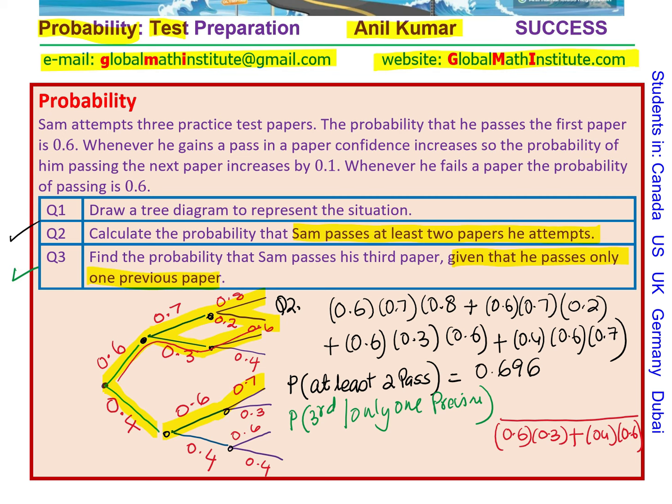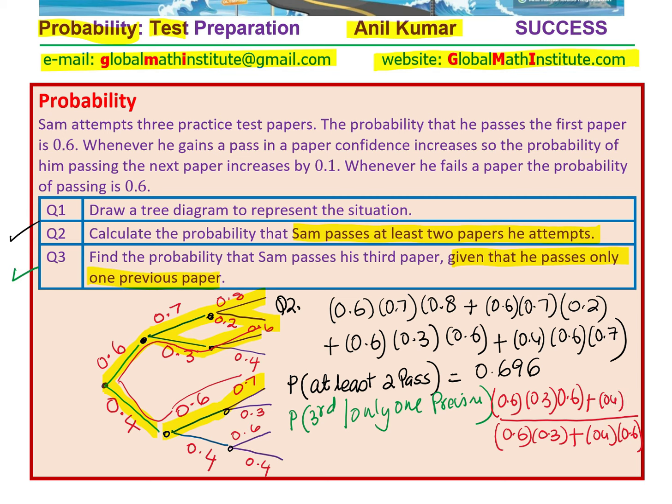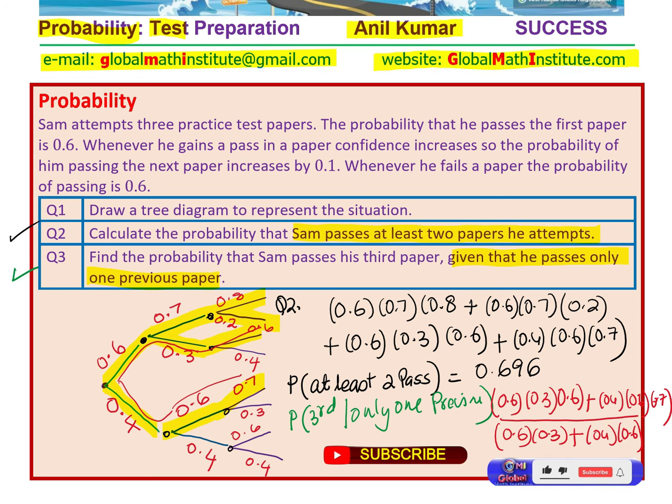So, in the numerator, I have 0.6 times 0.3 times 0.6 plus. The other path is that he fails, then passes, and then passes. Correct? So that is 0.4 times 0.6 times 0.7. Is that clear to you? So we have to multiply these and then divide by 0.6 times 0.3 plus 0.4 times 0.6, right?